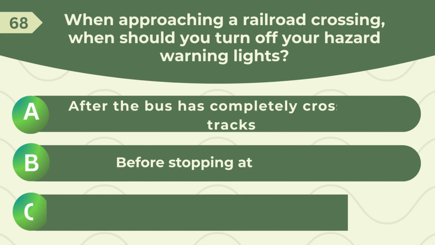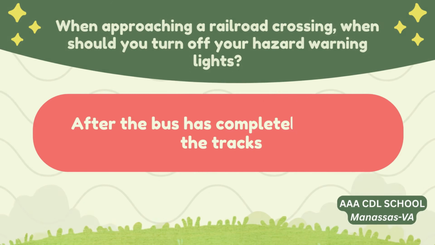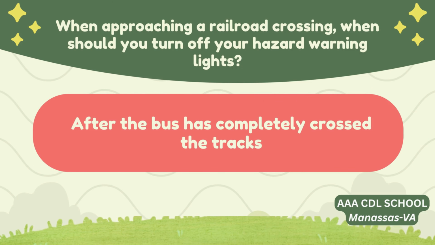When approaching a railroad crossing, when should you turn off your hazard warning lights? A. After the bus has completely crossed the tracks. B. Before stopping at the crossing. C. While stopped on the tracks. Correct answer: After the bus has completely crossed the tracks.